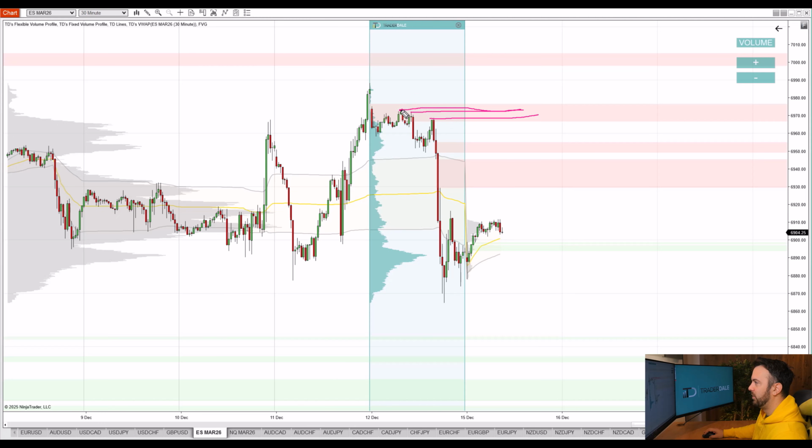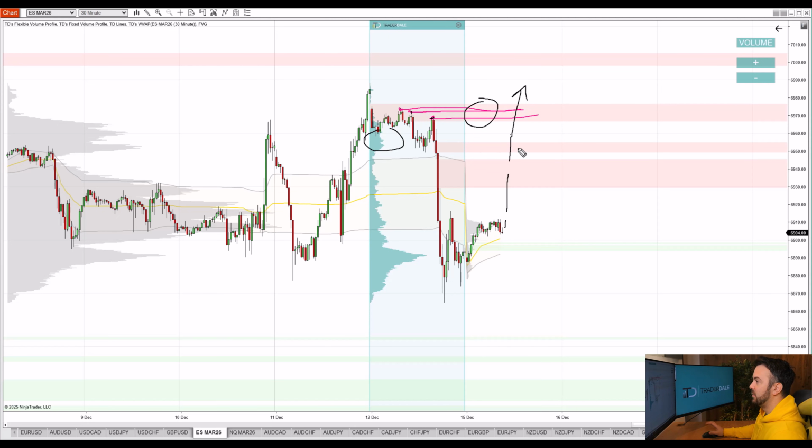And above all those highs, it's very likely that there's some liquidity sitting here. And what markets like to do is they like to test that liquidity. So if the price comes close to this volume cluster, there's a risk that they'll want to just shoot past that and take out that liquidity above those highs.